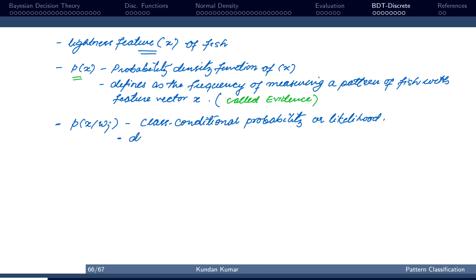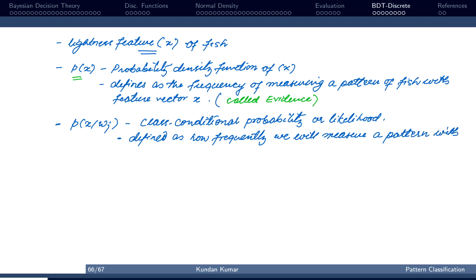So this is defined as how frequently we will measure a pattern with feature value x, given that the pattern belongs to class omega j.